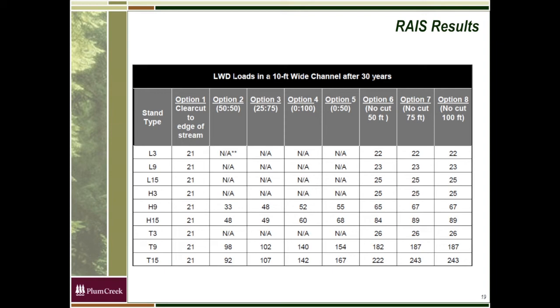And so we looked at the pieces. These are the pieces of large woody debris that were recruited. That had to be 2 meters in length and at least 10 centimeters in size, and this is pieces per 1,000 feet of stream reach. So as you see in here, there's some areas where you can see dramatic differences in 30 years on 10-foot wide channel types. You can see dramatic differences between no cut and harvest options. Nobody knows what's the right answer.